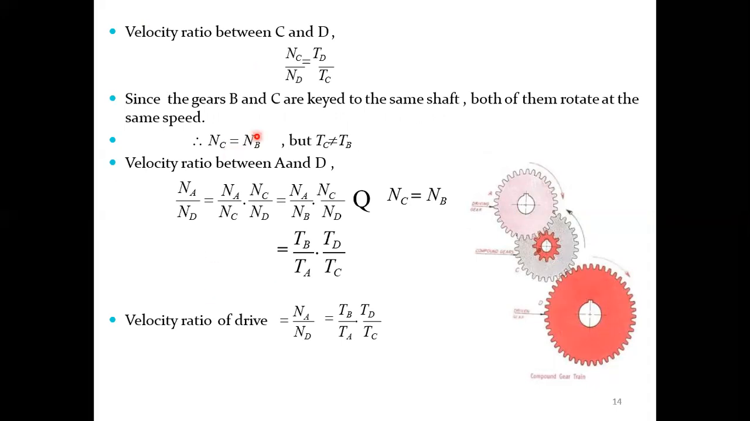Since the gears B and C are keyed to the same shaft, both of them rotate at the same speed, which means NC is equal to NB, but TC is not equal to TB. So we can calculate the velocity ratio between A and D like this.